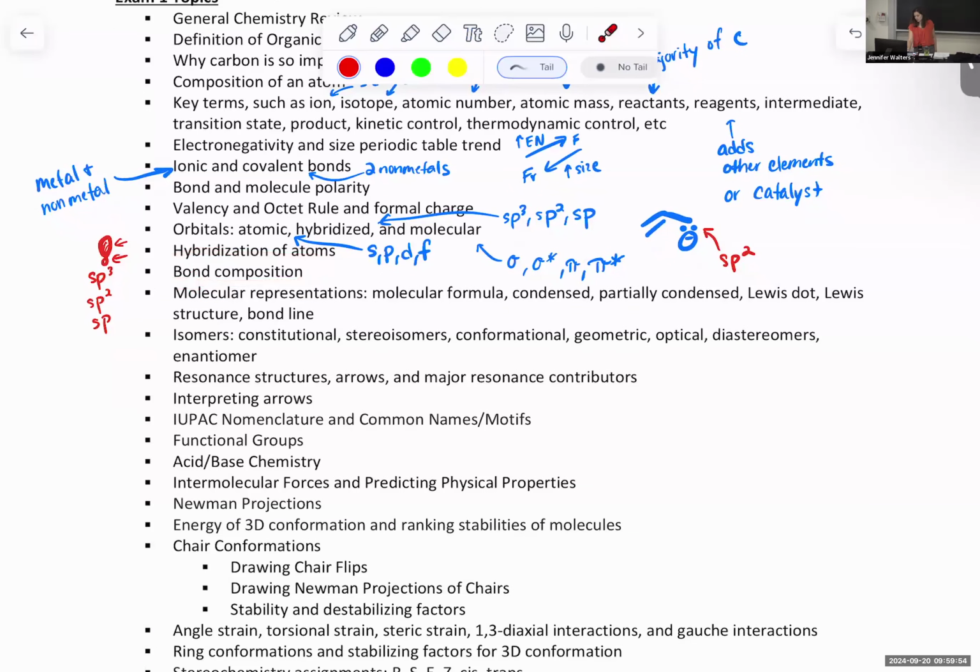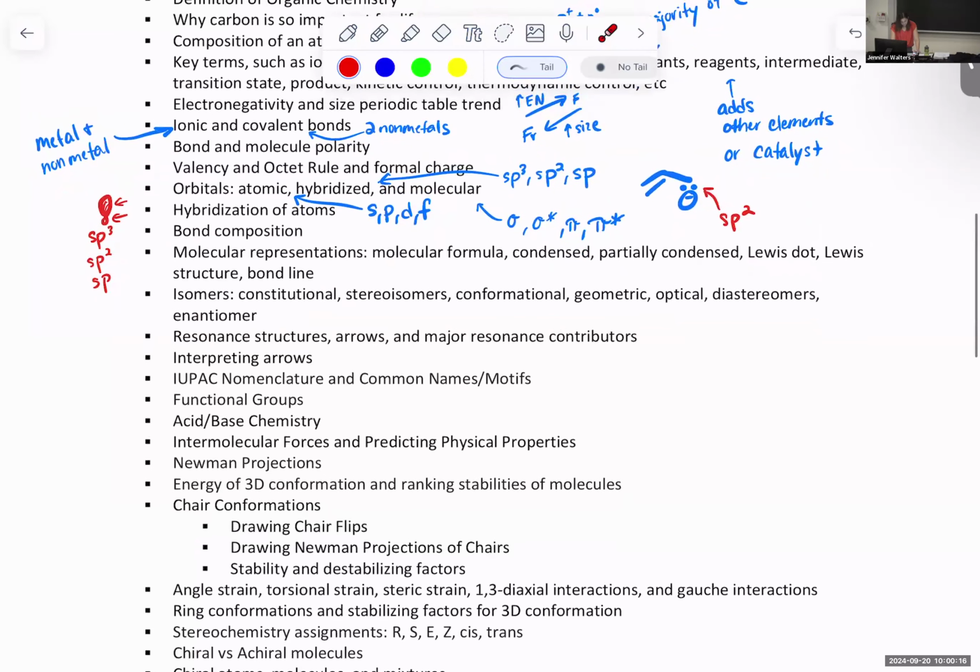The molecular representations, we just need to remember which ones give us any sort of structural information, and what we assume with our bond line diagrams. With bond line, remember that we are assuming hydrogens on carbon. We assume lone pairs on all heteroatoms. Everything else gets drawn in.